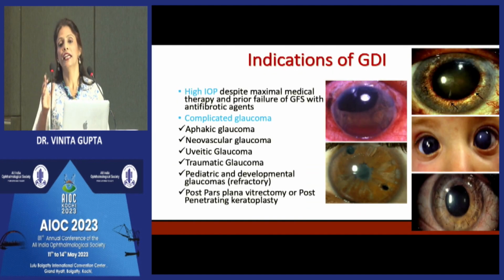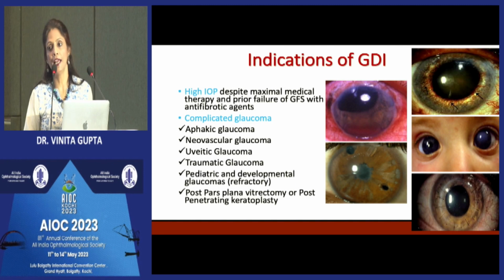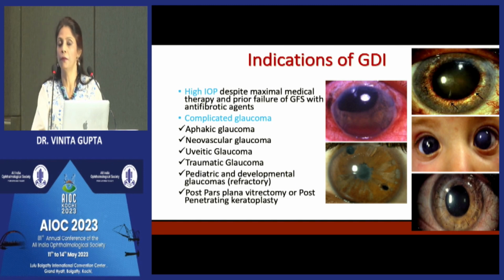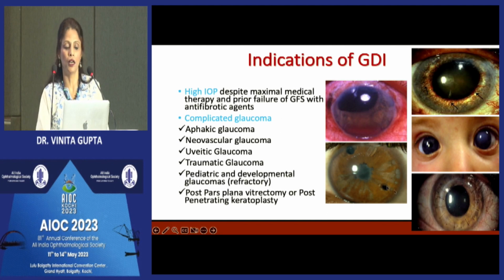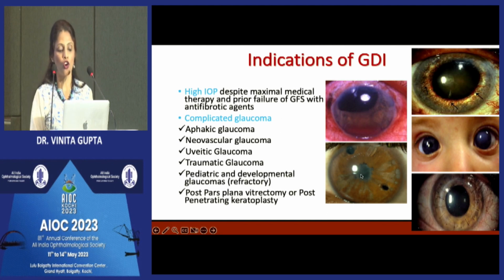So now let's look at the indications of these. As I said, high IOP despite maximal medically tolerated therapy and a prior failed glaucoma filtering surgery, even with the use of antifibrotics. Or, as I said, cases of complicated and difficult glaucomas, which include aphakic glaucomas, neovascular glaucomas, refractory childhood glaucomas, uveitic glaucomas, or maybe after post-keratoplasties or post-vitrectomies.